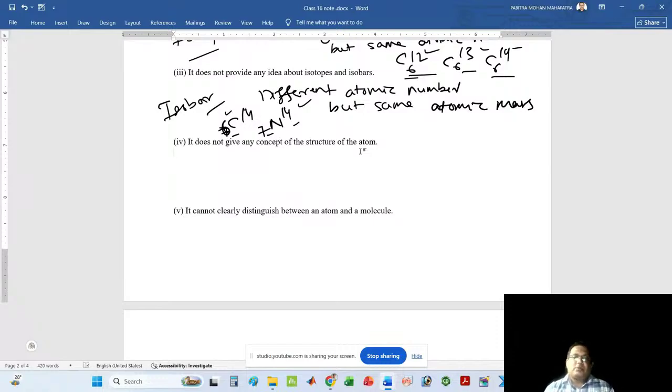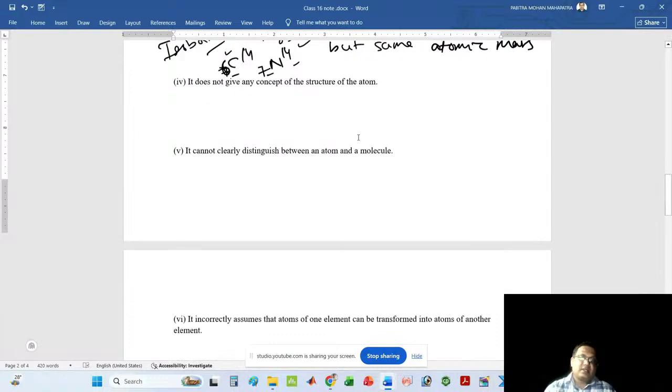If you think about Bohr's atomic model, it gives the structure of the atom, how the constituent particles of the atom are present in the atom. That means I am talking about the arrangement of the subatomic particles in the atom. So this is one failure of Dalton's atomic theory. It does not give any concept of the structure of atom.